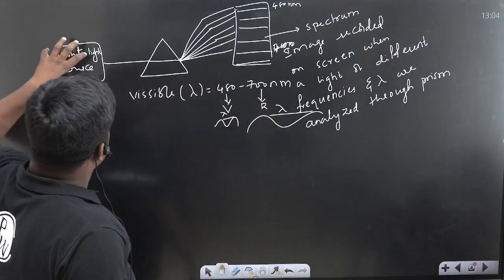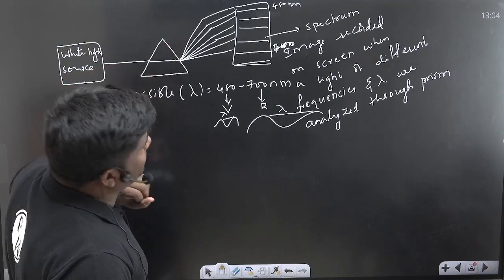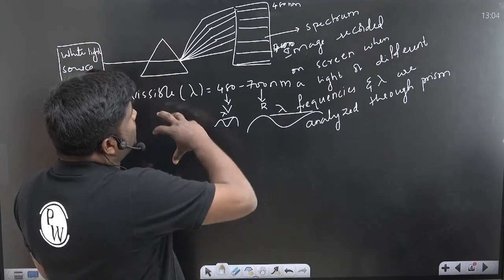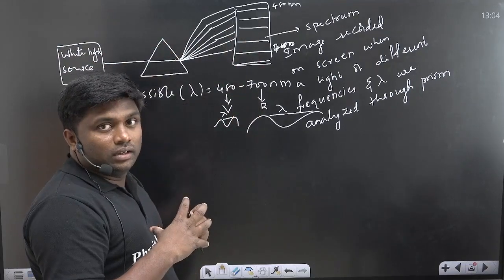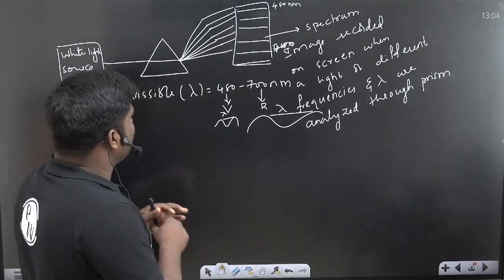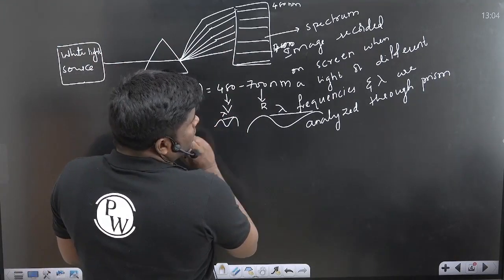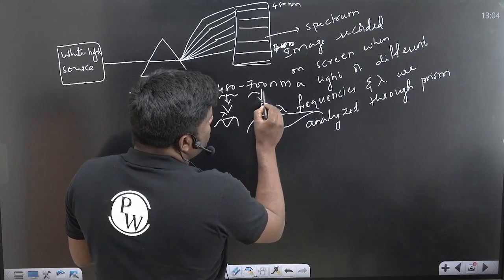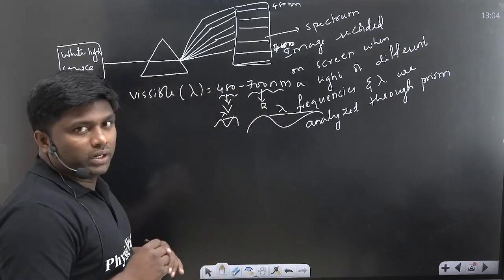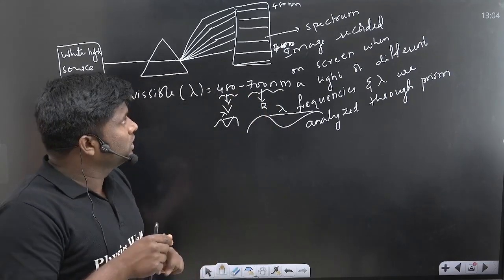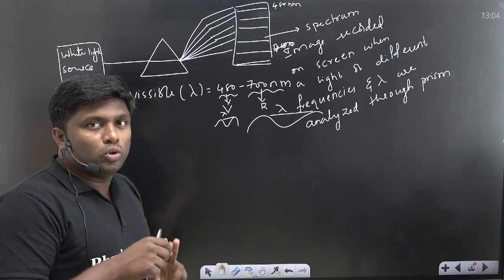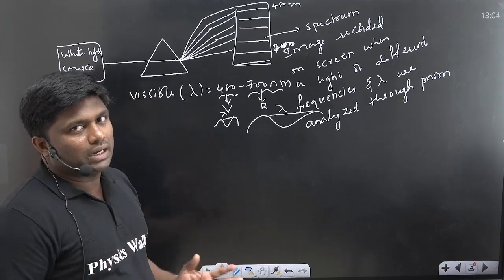So when white light is passed through a prism, it splits into 7 colors. Okay, in white light what wavelength to what wavelength radiations are there? 480 nanometers to 700 nanometers. It means it includes violet, indigo, blue, green, orange, all the VIBGYOR colors.